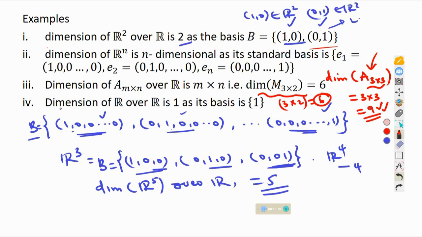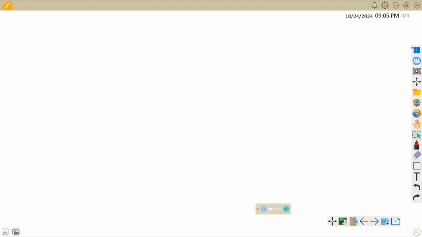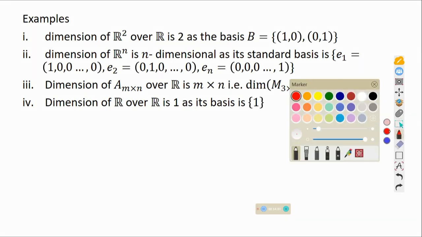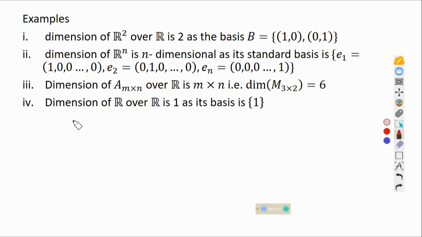Okay, so then we talk about the dimension of R over R. The dimension of R over R is 1, and its basis is 1. That is R, the real numbers over R. That will always be 1. Even if you are talking about the dimension of C over C, the dimension of a vector space over the same field, then it will always give you 1.